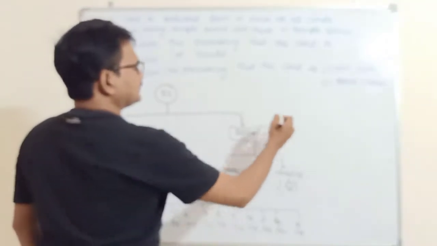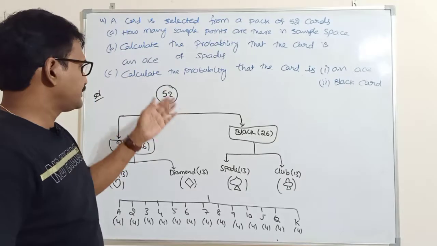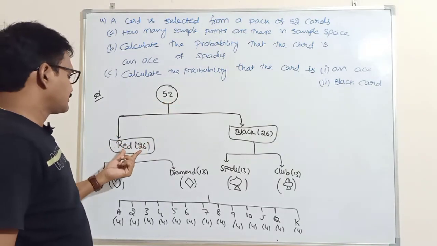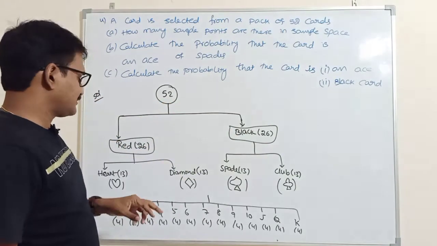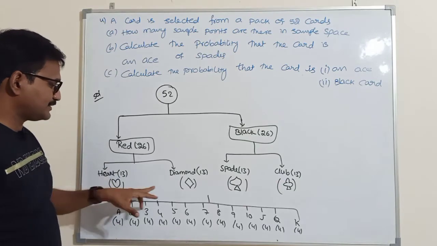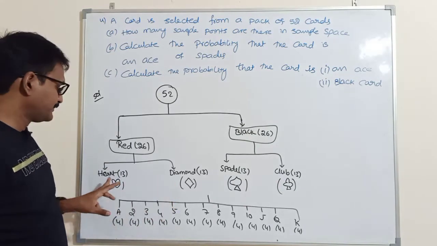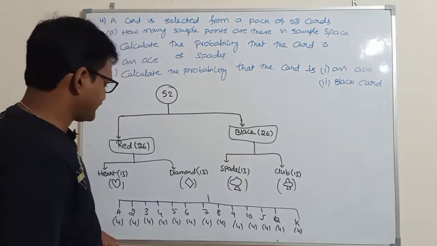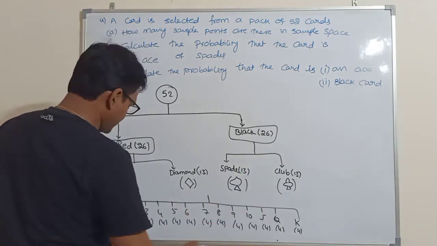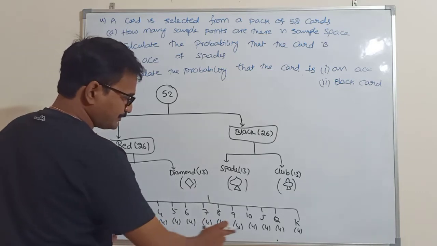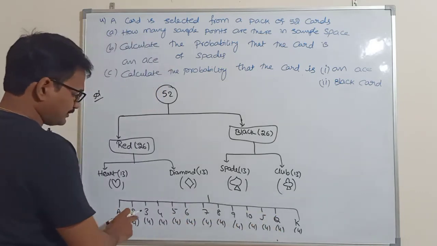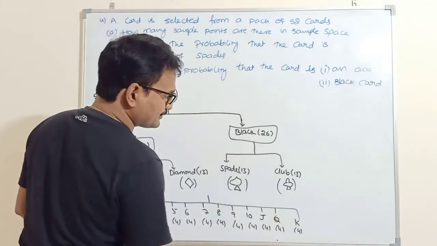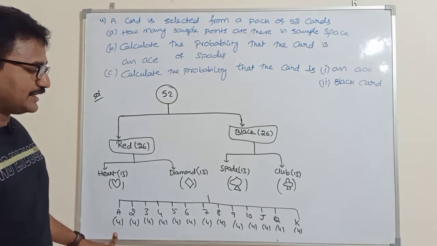So for these three questions, if you observe this pack of cards, total 52 cards. Red cards are 26, black cards are 26. Red cards are divided into two parts: diamond and heart. Heart cards are 13, diamond cards are 13. Spade 13, club 13. Next, cards are distributed like this: 4, 4, 4 from A to 10. A means 1, then 2, 3, 4, 5, 6, 7, 8, 9, 10. Next, 11th card is J, 12th card is Q, and 13th card is K.